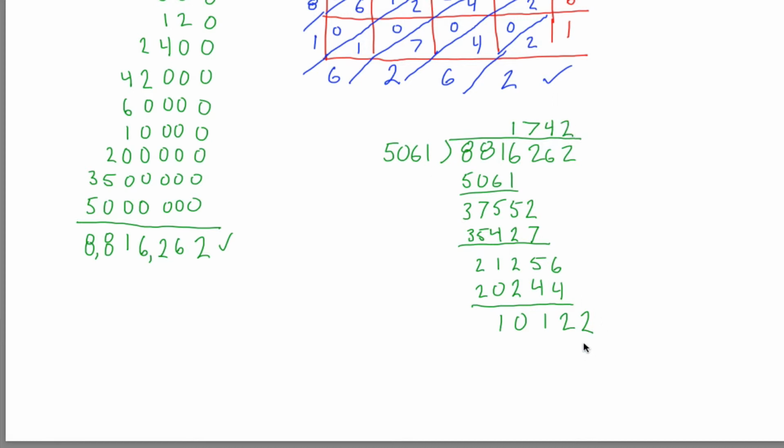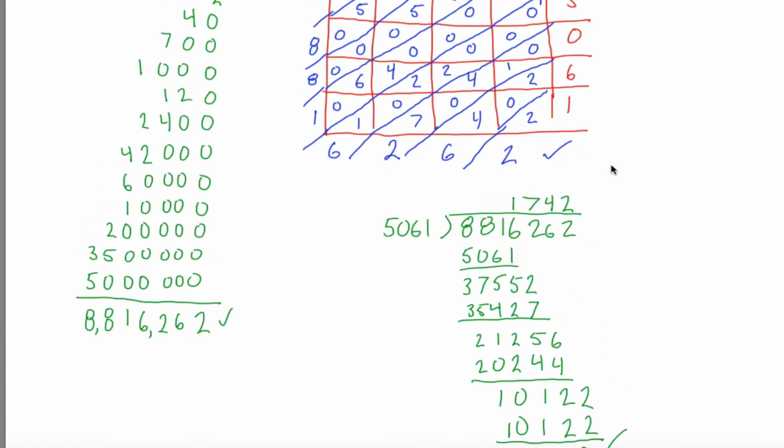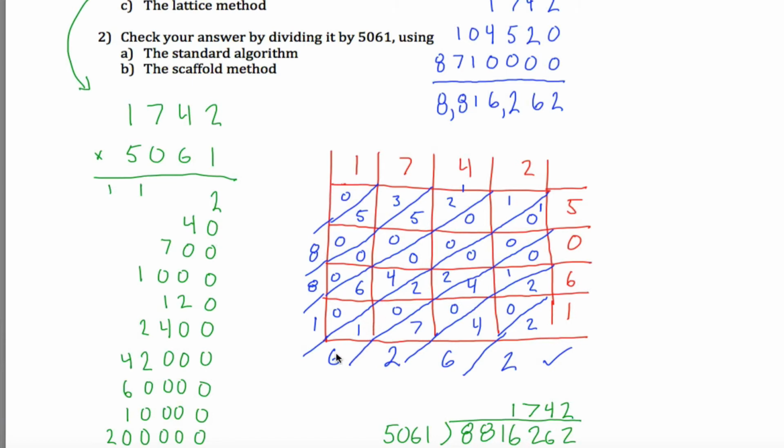2 times 5061. Well, 2 times 1 is 2. 2 times 6 is 12, so I'll write a 2, carry a 1. 2 times 0 is 0, but the 1 I carried gives me a 1 here. 2 times 5 is 10. I subtract. I get no remainder. I'm very happy because getting no remainder, and this is my quotient, checks these answers.